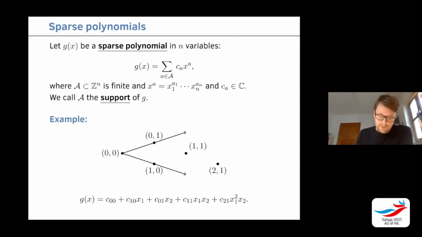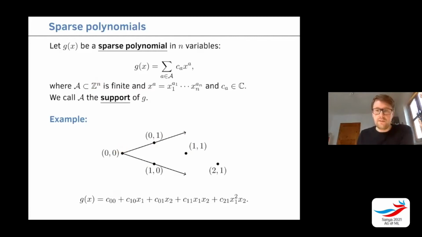Okay, so here's an example. I plotted a support in Z^2, so this is a bit tilted into the plane. And you can see there's the point (0,0), (0,1), (1,1), (2,1), and so on. And this gives you the following polynomial. So here's the coefficient which corresponds to this point, and so on and so on.